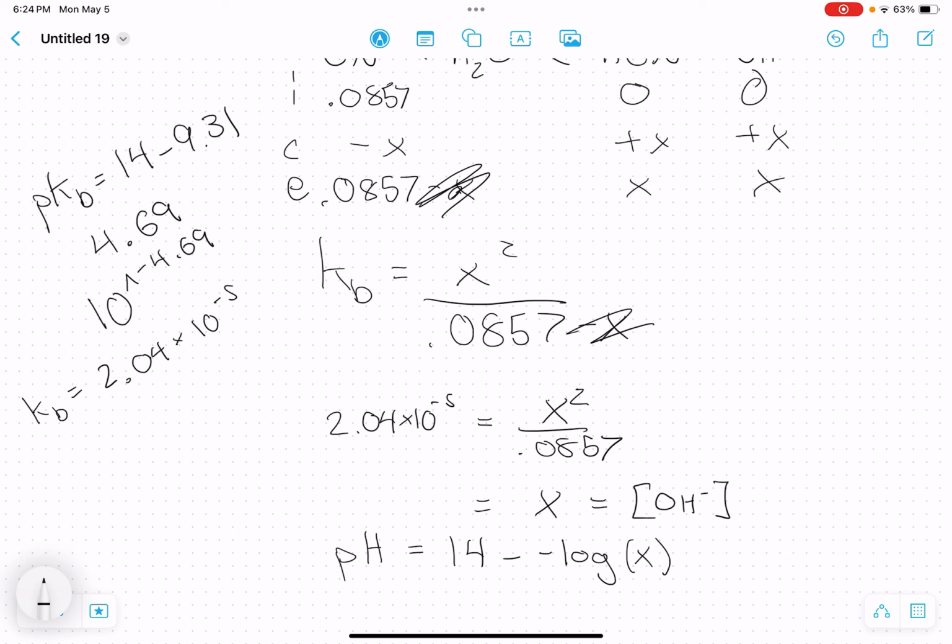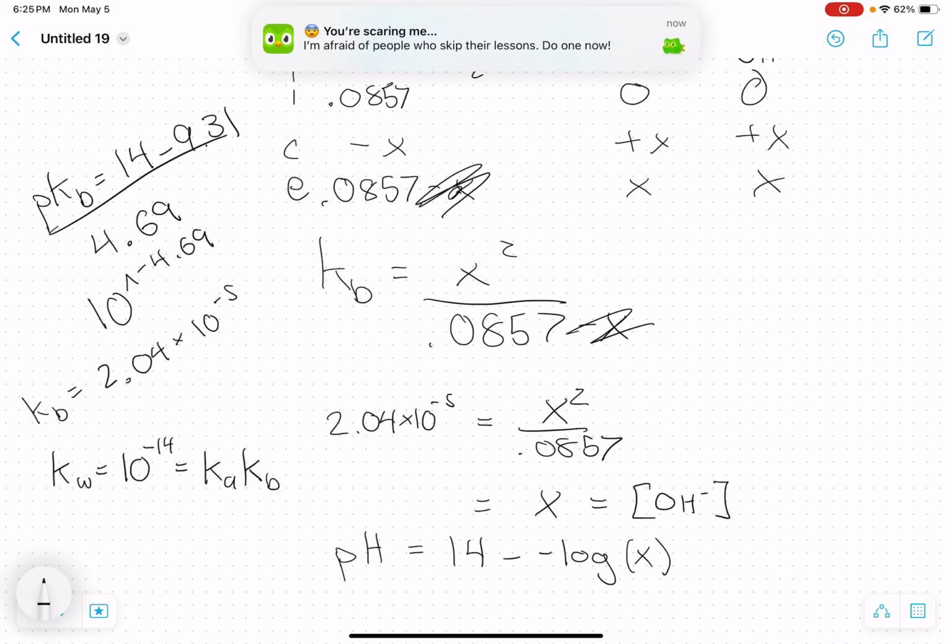I can kind of see how they could have done it a little bit easier with the pKb, but I'm not going to mess with it. This is just fine. Normally, I would just give you the Ka or the Kb. Remember, the Ka and Kb are related through Kw, which is 10 to the negative 14th. So Ka times Kb. So you can always use that as well. I used pKa plus pKb is equal to 14.